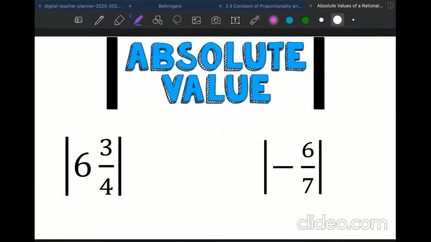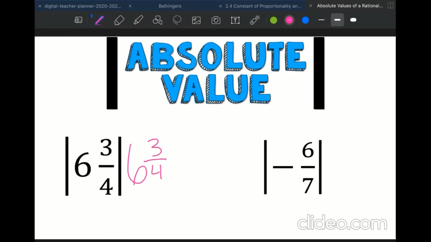Let's use this to compare. Okay, when we compare, we need to do 2 things. The first thing we do whenever we compare absolute value is we need to take the absolute value. So what is the absolute value of 6 3/4? What's the absolute value of 6 3/4? Emily? You got it. Come on, you can do it. What's the absolute value? 6 3/4. 6 3/4. So first step, take the absolute value of each number.